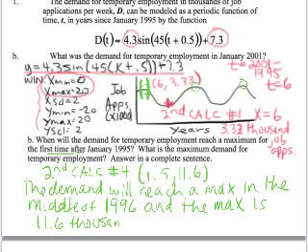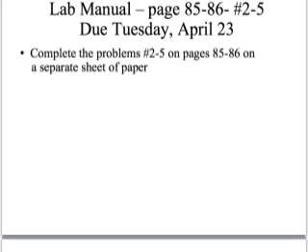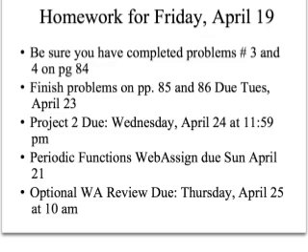Okay, so I want you to complete page 85 and 86, numbers 2 through 5. That's also due on a separate sheet of paper on Tuesday. Okay, so you have a lot of things due. You want to make sure you complete problems 3 and 4 on page 84 on a separate sheet, and the problems on 85 and 86 that we just mentioned. The project is due Wednesday, April 24th. WebAssign is due Sunday, April 21st. And your optional WebAssign Test 4 review date is due Thursday at 10 a.m., the 25th.